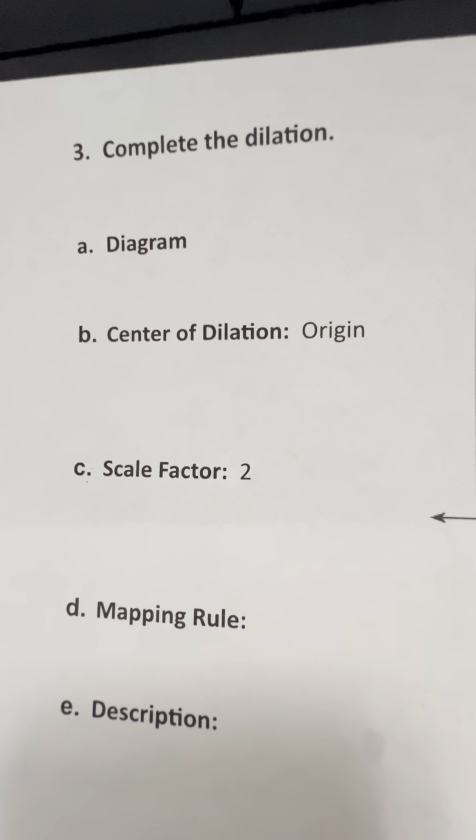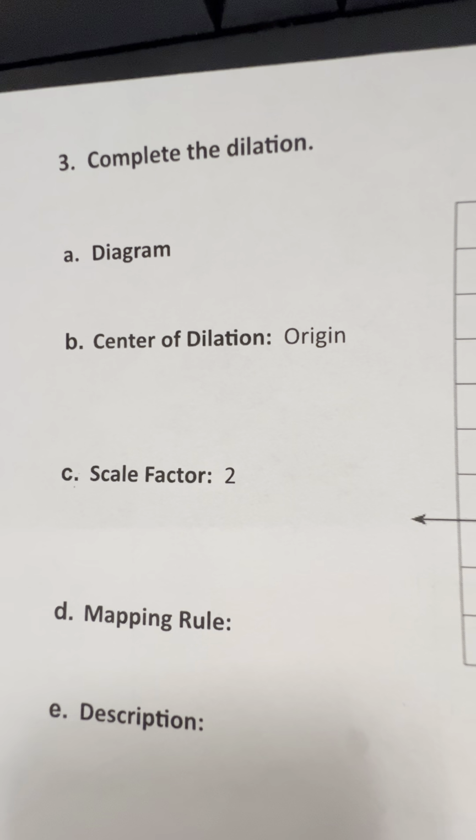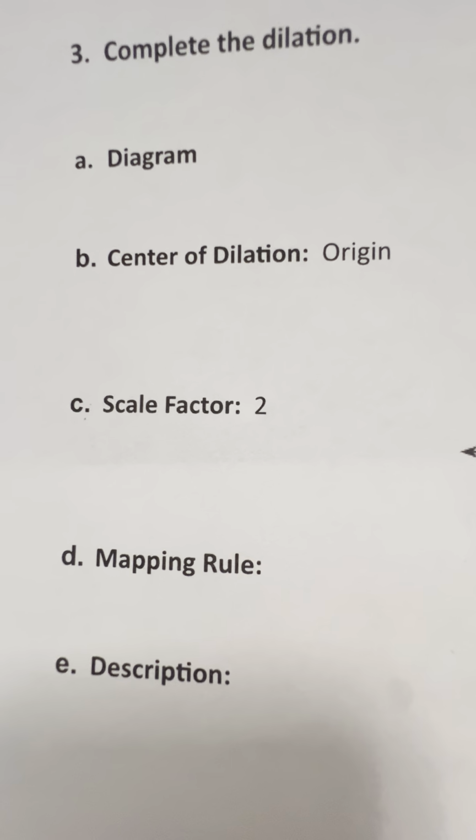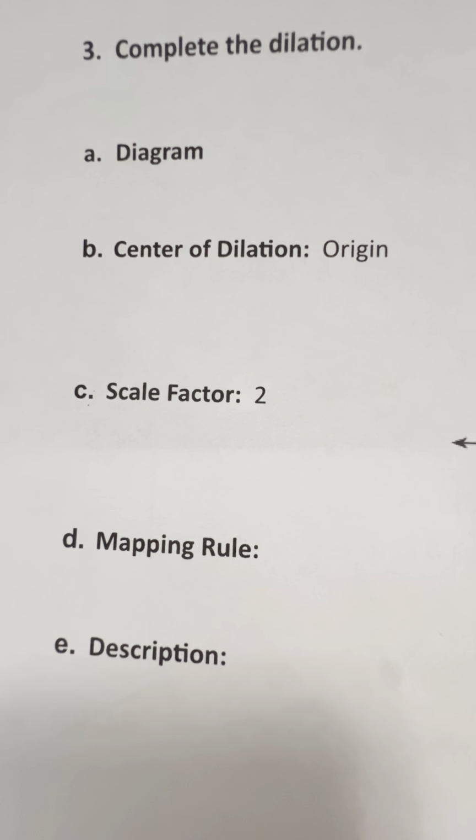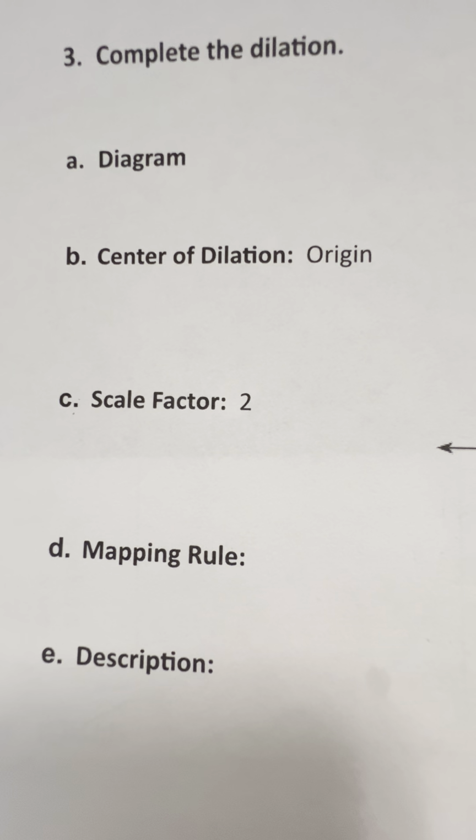We're told that the center of dilation is the origin, which means my mapping rule will work for what our scale factor is. So our scale factor, we're told, is 2. So that means it's obviously going to be increasing in size because it's greater than 1.